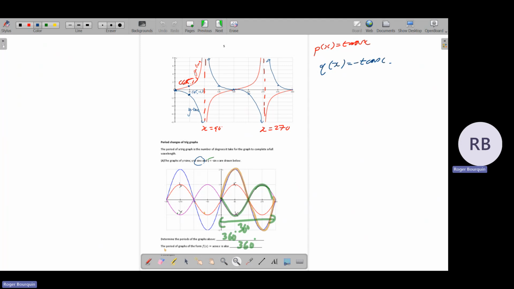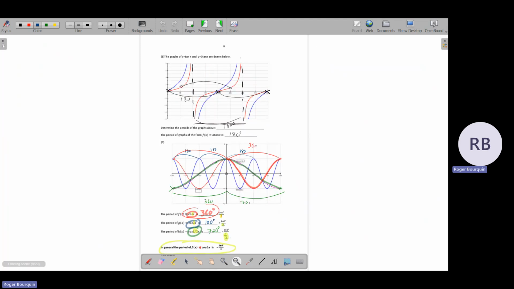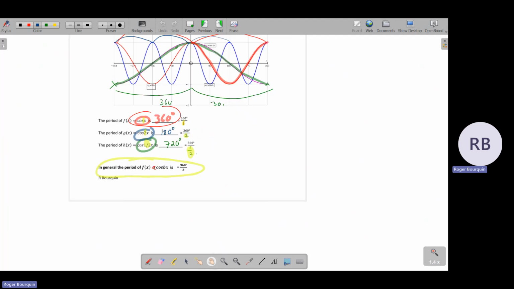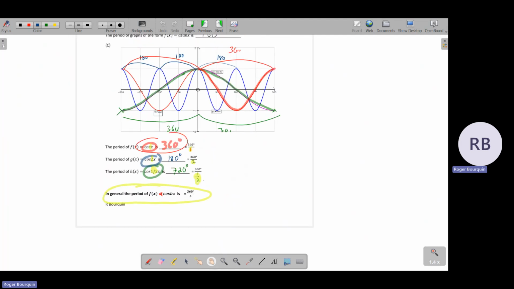All I was saying is that the number in front doesn't affect the period of the graph. And same thing over here, the period of these graphs is 180. But now over here, remember, if you change this number in front of x, so if you had cos x, the period is 360, which is 360 divided by 1. That's that red graph over here.